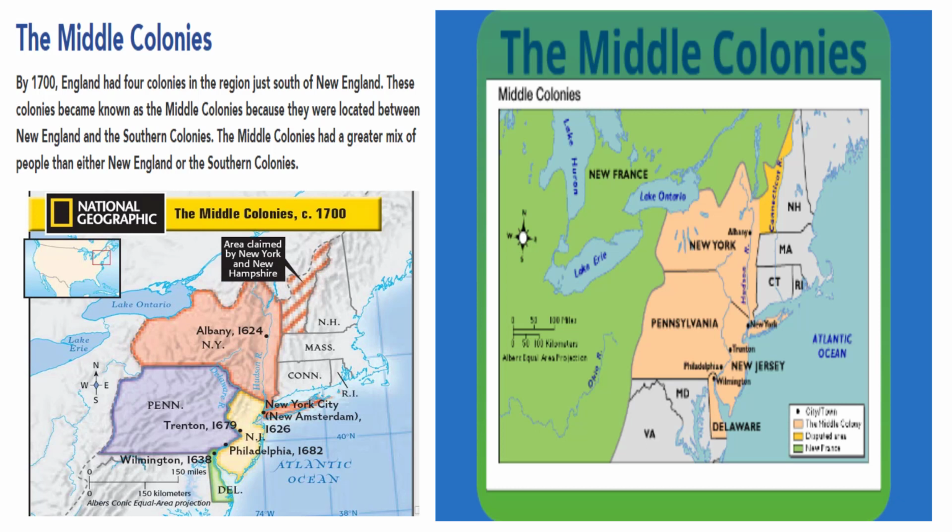Question number 1. What were the names of the 4 English Middle Colonies? They were New York, Pennsylvania, New Jersey, and Delaware.